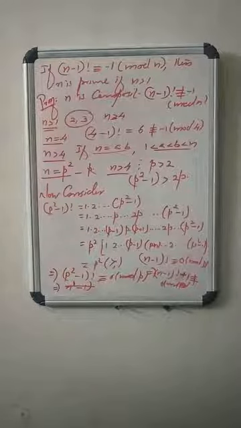Hence, if n is composite, n minus 1 factorial is incongruent to minus 1 mod n. That means n minus 1 factorial is congruent to minus 1 mod n only when n is a prime number. That is what we require here. This is the converse of Wilson's theorem. Agree?